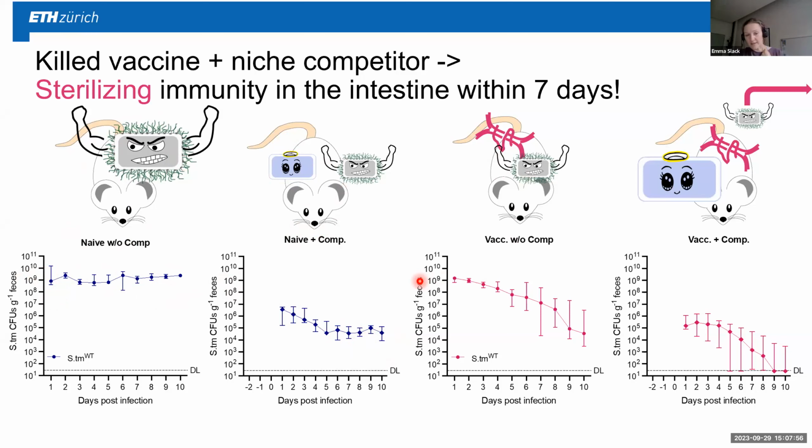If we just vaccinate, again, we get down to about 10 to the 5. The animals start to get sick from about day 8, day 9. And if we do this with a combination of the vaccine and the competitor, we can completely eradicate Salmonella from the gut lumen. So actually already from day 5 post-infection, we have some animals that have completely cleared. By day 9, day 10, effectively all animals have completely cleared Salmonella. They also have no systemic infection and no intestinal inflammation.